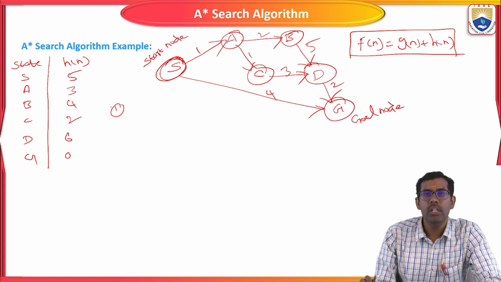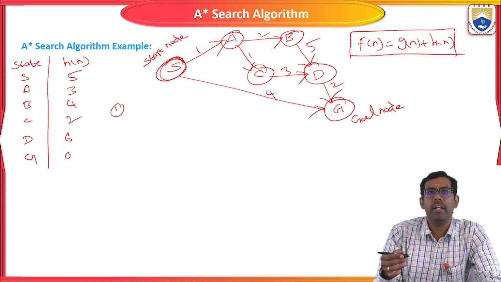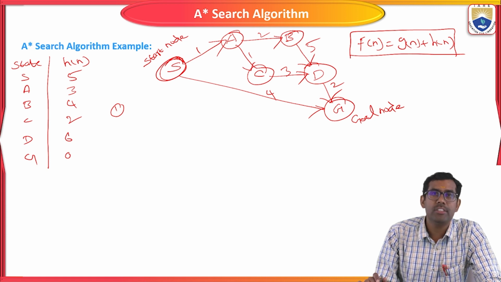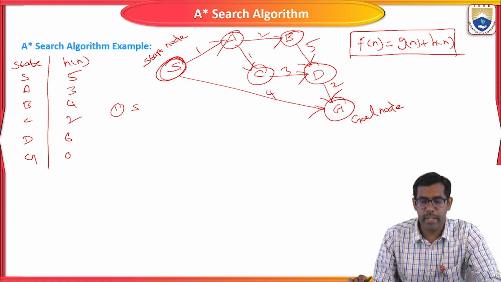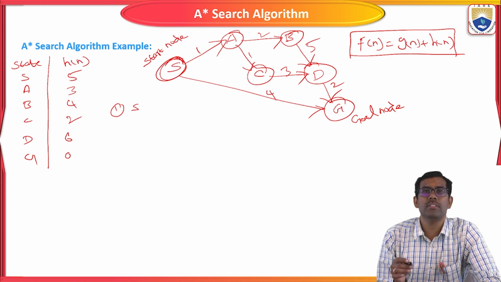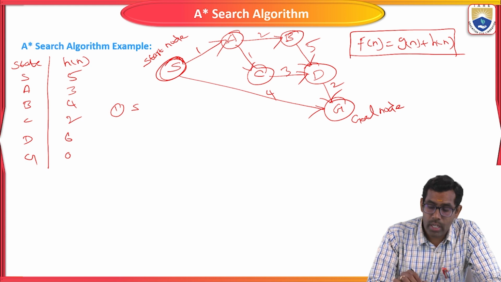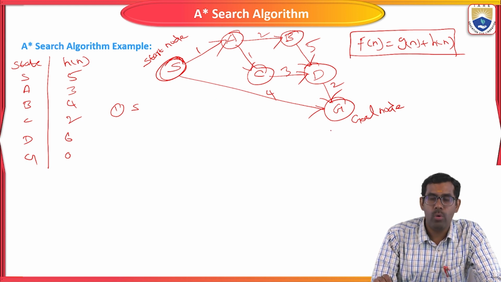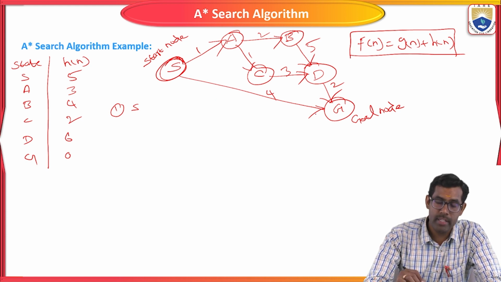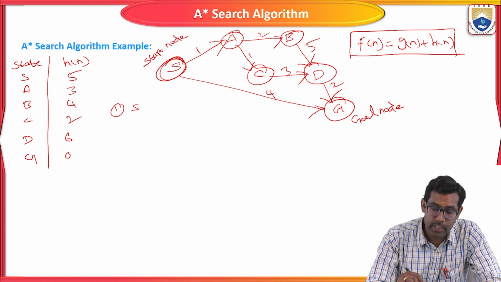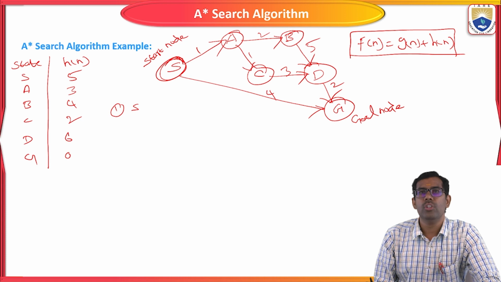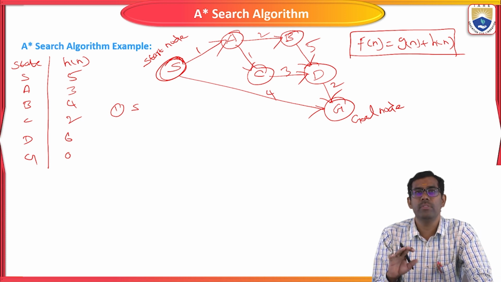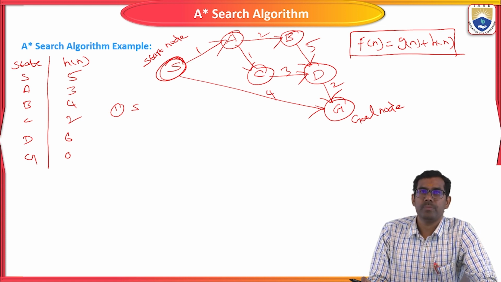We are going to calculate the value. We consider the starting node S. From the starting node, how many successors are there? 1 and 2. 1 means from starting node S to A, then from starting node S to G. So two successor nodes are there from the starting node S.